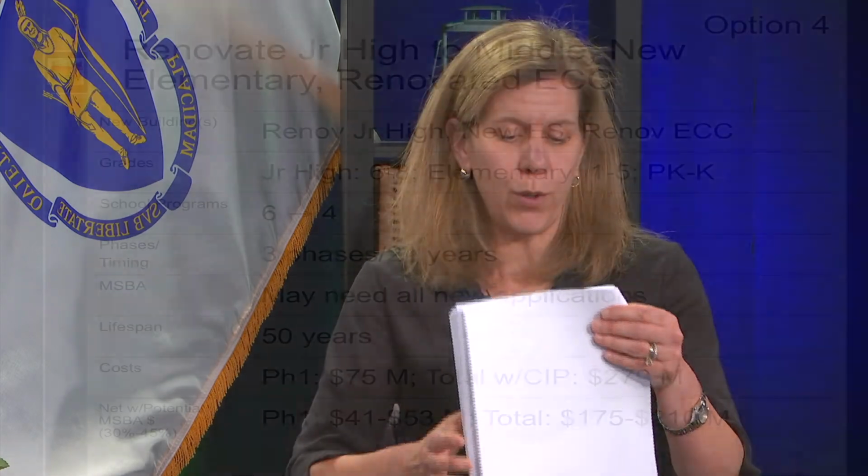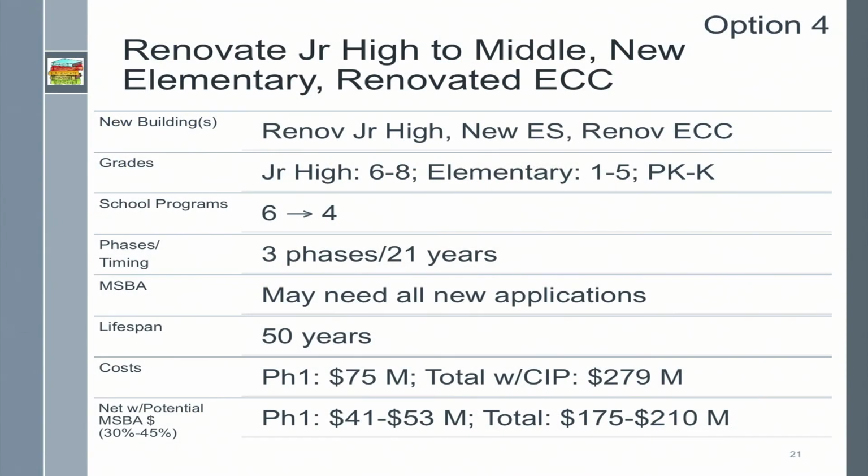Moving on to Option 4. Option 4 involves renovating the current junior high to become a middle school, building a new elementary school, and renovating a building for an early childhood center. The renovated junior high would house grades 6 to 8. All the elementary schools would house grades 1 to 5, and the renovated building would house the early childhood center. The 6 current elementary school programs would be reduced to 4 programs because kindergarten and 6th grade students would no longer be in the elementary schools. Thus, only 4 programs would be needed for our population.